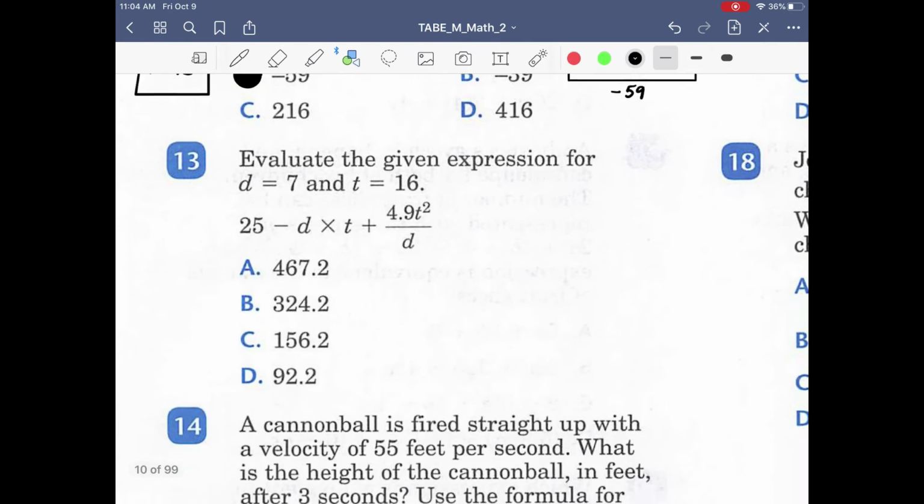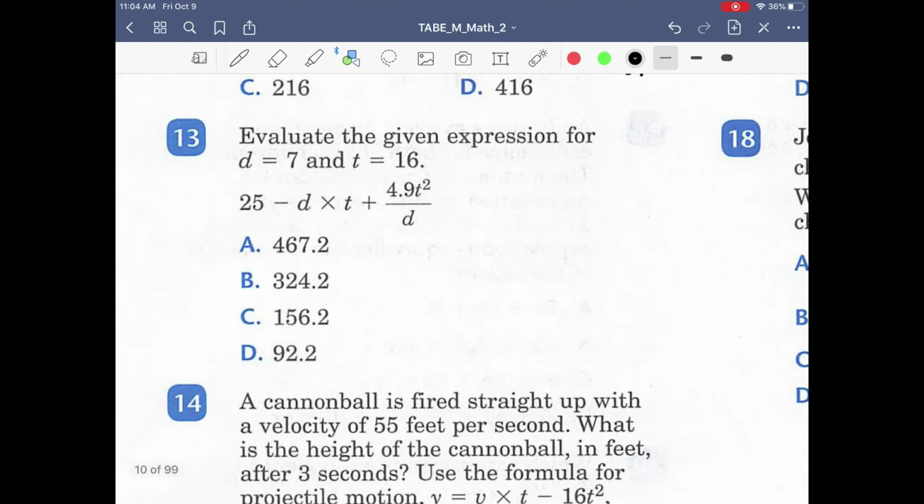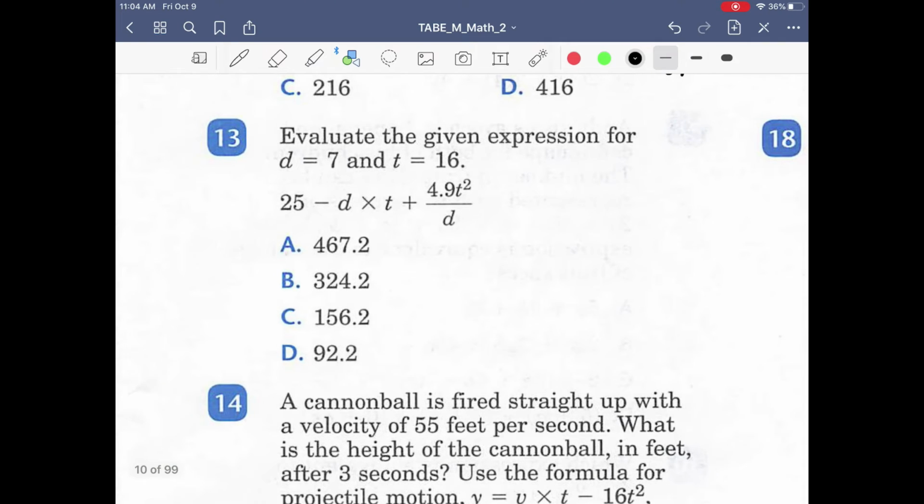Number 13. Evaluate the given expression for the following variable definitions. We have D is 7 and T is 16.